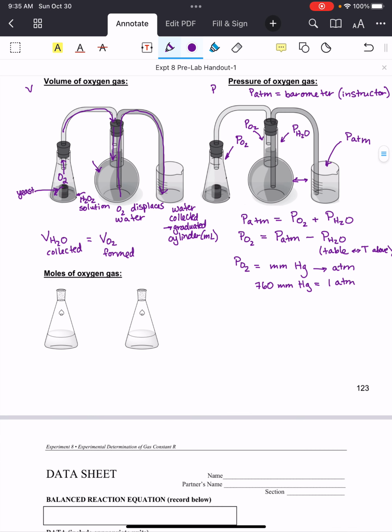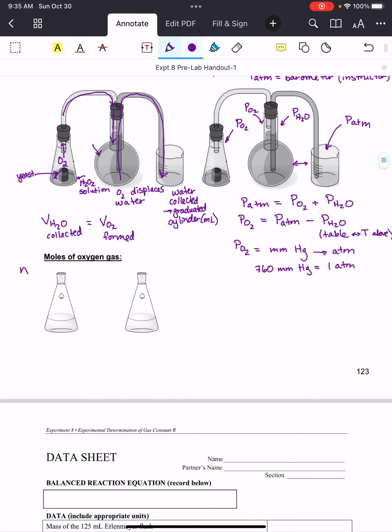All right, now we have three of our variables. The last one is n, or moles of gas. The way this reaction is set up is that we're going to have our Florence flask, and it's going to contain H2O2 solution and our little cap full of yeast. We are going to measure the mass of this solution before we shake it or start the reaction. Once the reaction goes, the yeast will be all spread out on the bottom. We'll have our little cap, and we'll still have some liquid remaining here.